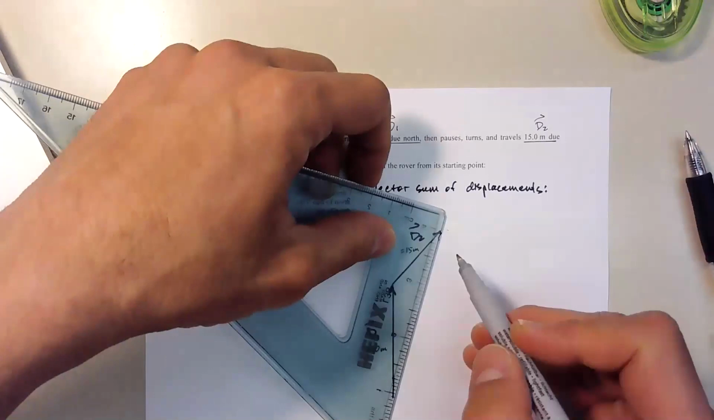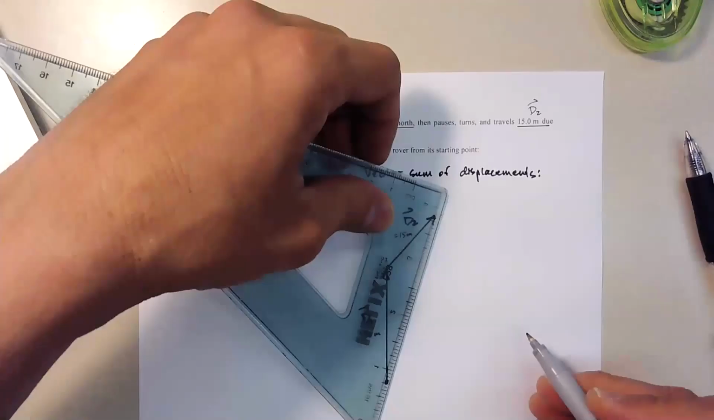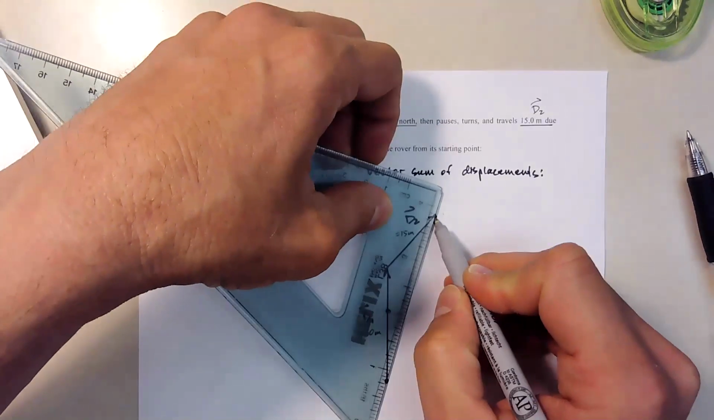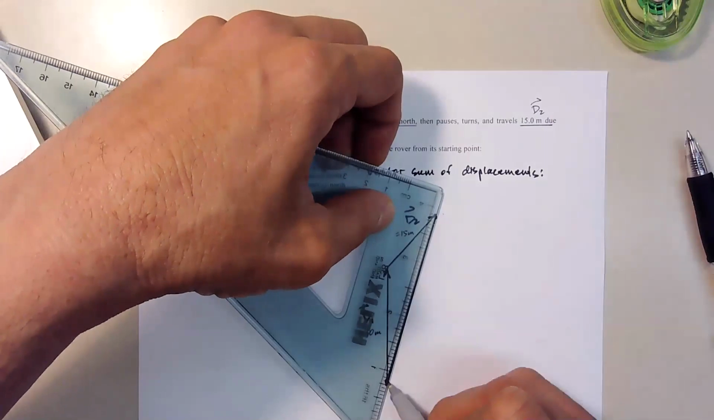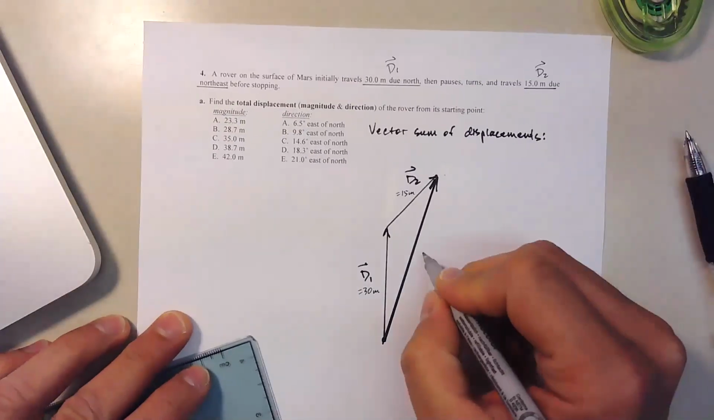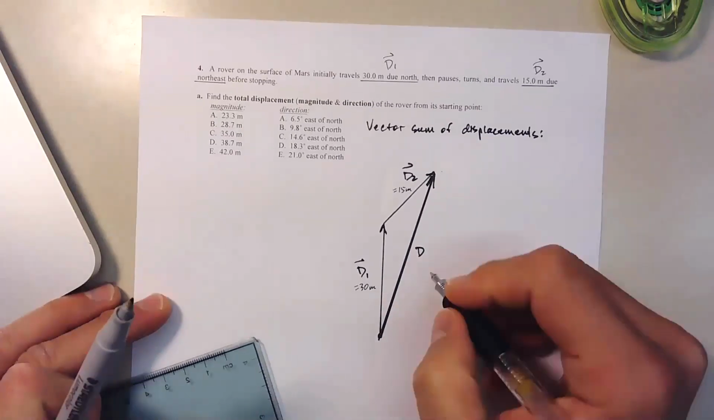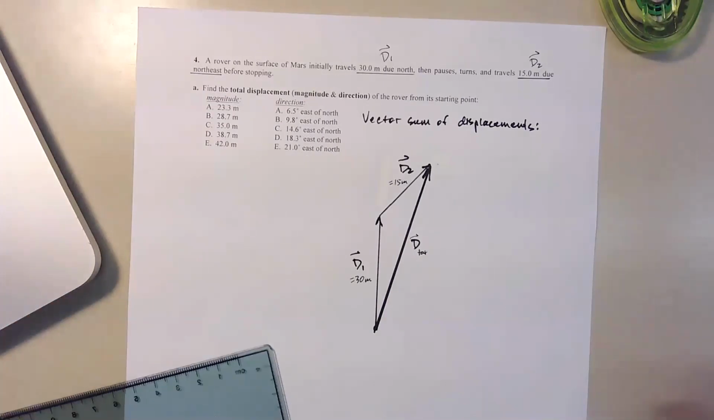So the sum of those two vectors is the vector that goes from the start of the first vector to the end of the last vector, as the crow flies. So I'm going to draw this vector sum. This is the net displacement, also known as the total displacement. Let's call that d total. Okay, so here I have my graphical representation of the vector sum.